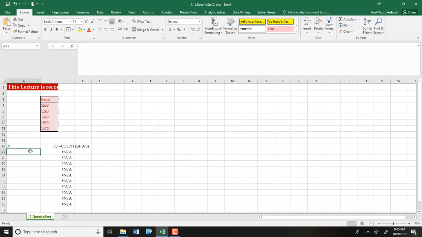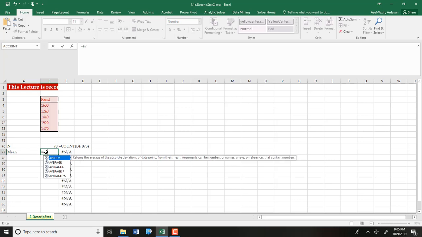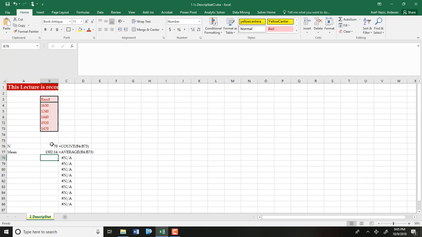Point estimate: I come here and I type mean, go over there and type average of these numbers, and therefore on average it takes 1,502 hours to complete a project. That is our point estimate. Now what is interval estimate?